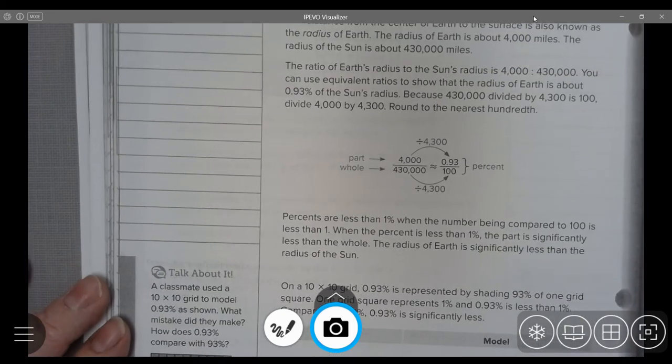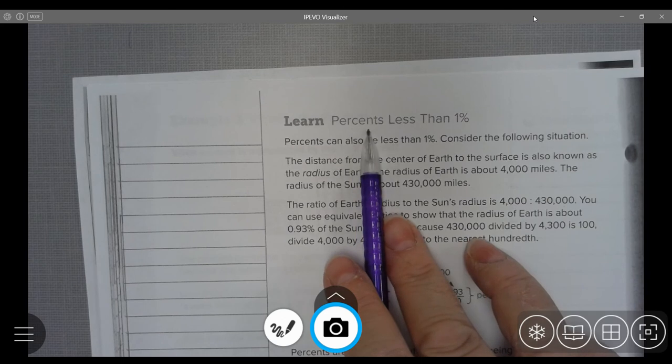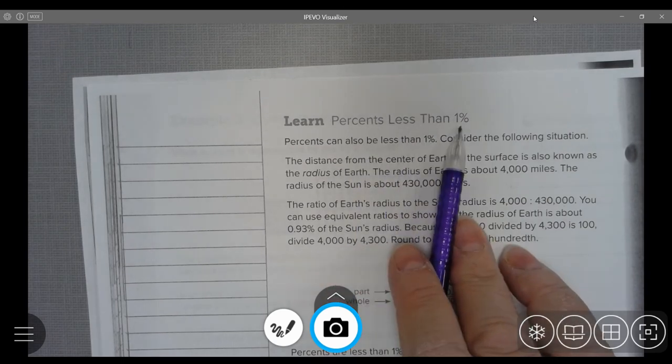Going on to page 88, the top of 88. Learn percents less than 1%.